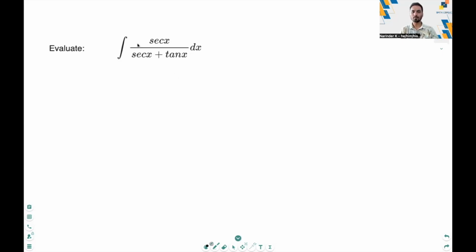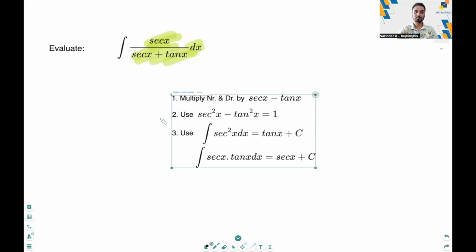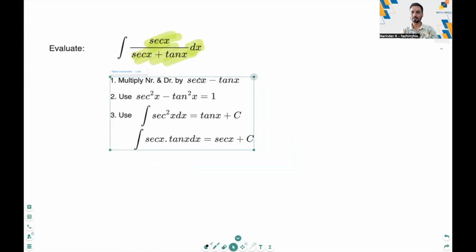In this video, we will evaluate the integral of sec x divided by sec x plus tan x dx. We will do it in three simple steps. First, we'll multiply the numerator and denominator by sec x minus tan x. Second, we will use the identity sec square x minus tan square x equals 1. And third, we'll use the formula for integration of sec square x and sec x times tan x.